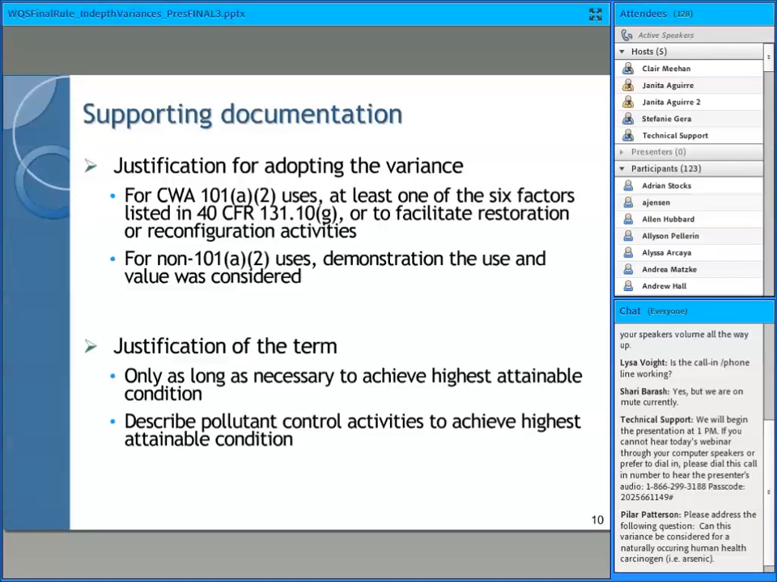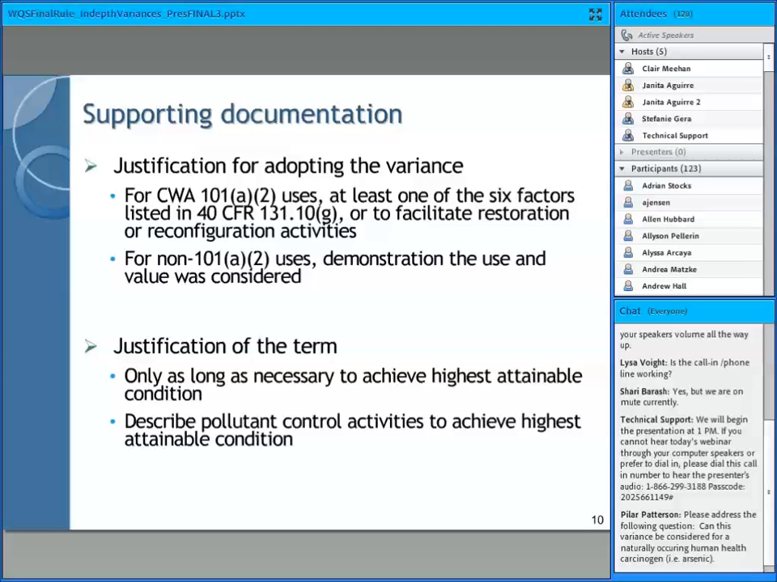The distinction between these two categories of uses is important for variances because the general framework for adopting a variance is analogous to removing a designated use. The regulation now specifies that a state or tribe may remove a 101(a)(2) use and criteria only after demonstrating that the use and criteria are not attainable due to at least one of the 6 factors specified in 131.10(g) and must adopt the highest attainable use in its place.